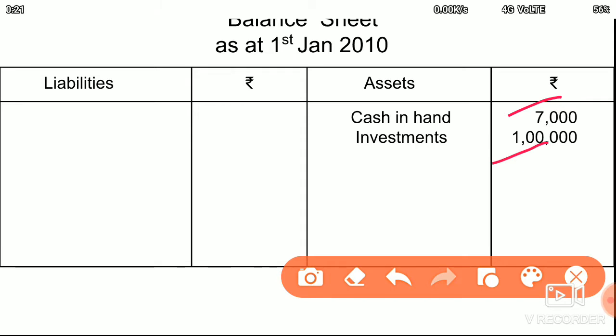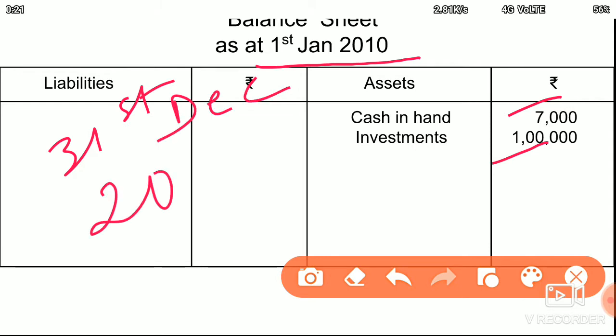The previous year's balance sheet is the opening balance sheet of the current year. So actually this balance sheet was of 31st December 2009, but that balance sheet is the opening balance sheet of the current year. So here we can see that the closing balance of cash in the previous year becomes the opening balance of cash. So that's why it appears as opening balance in the receipts and payments account.